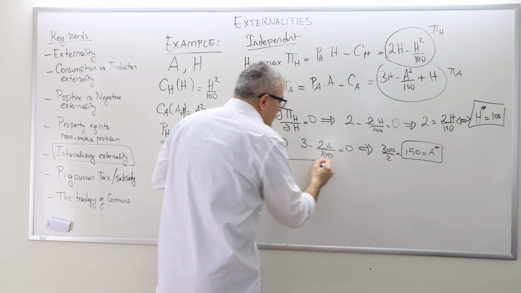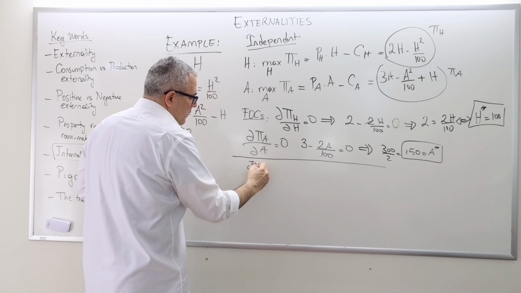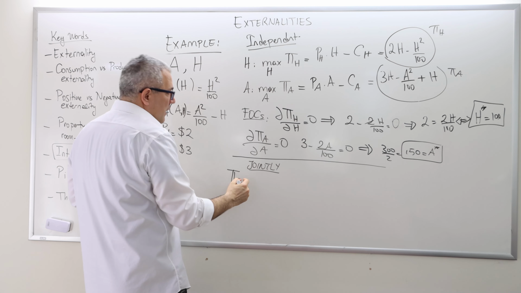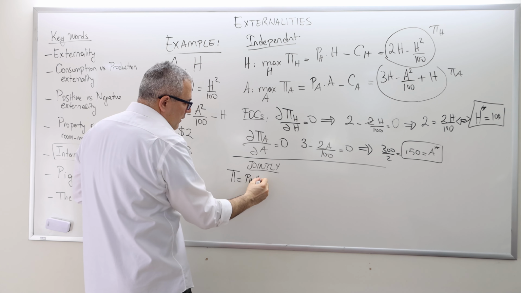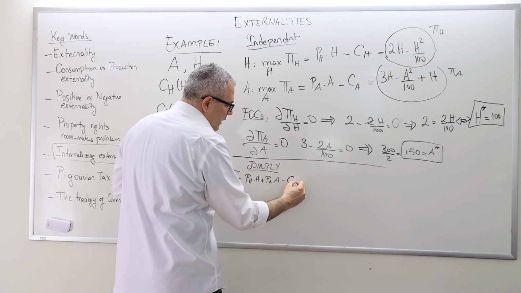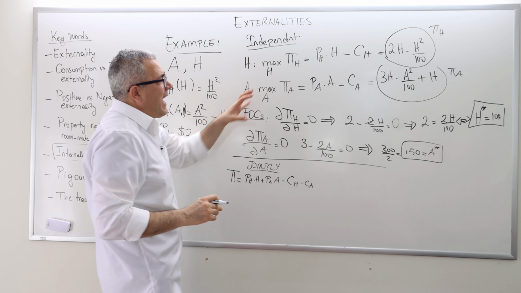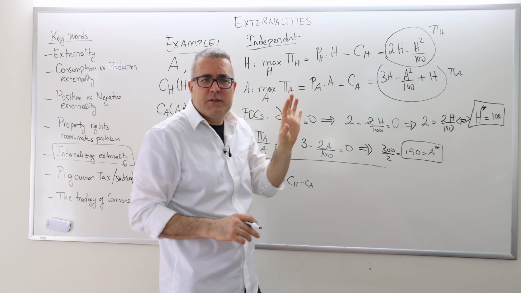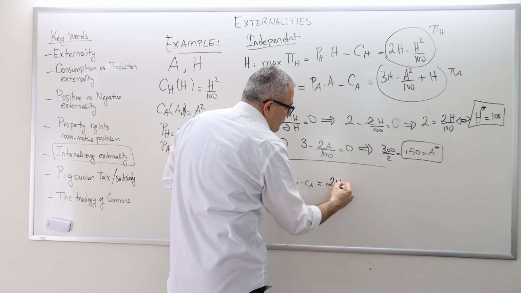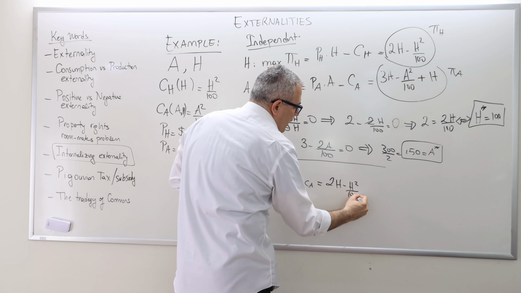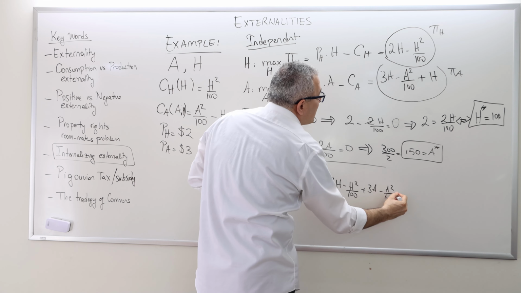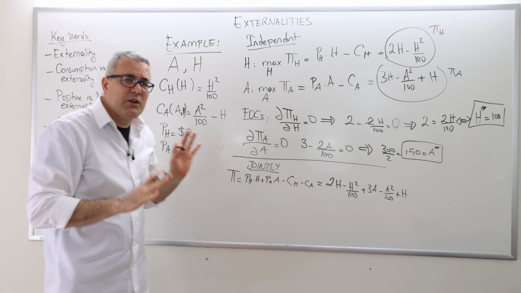Well, what if they were acting jointly? That means the total profit is the revenue from honey plus revenue from apple minus the cost of producing honey and the cost of apple. I just add this profit with this profit. There's nothing sophisticated. So let's just write it. It's basically 2h minus h squared divided by 100 plus 3a minus a squared divided by 100 plus h. That's it. That's the total profit.